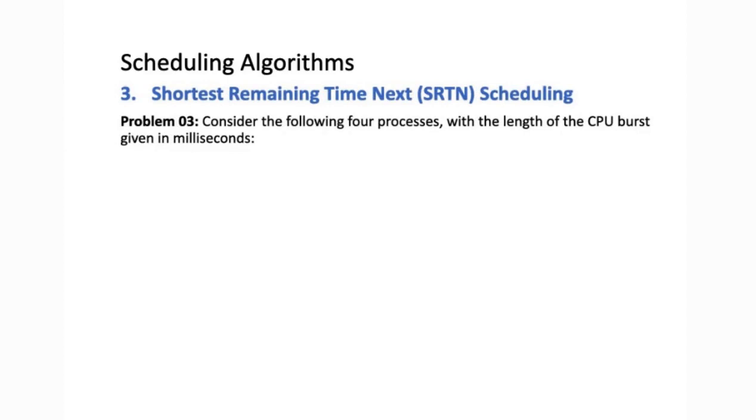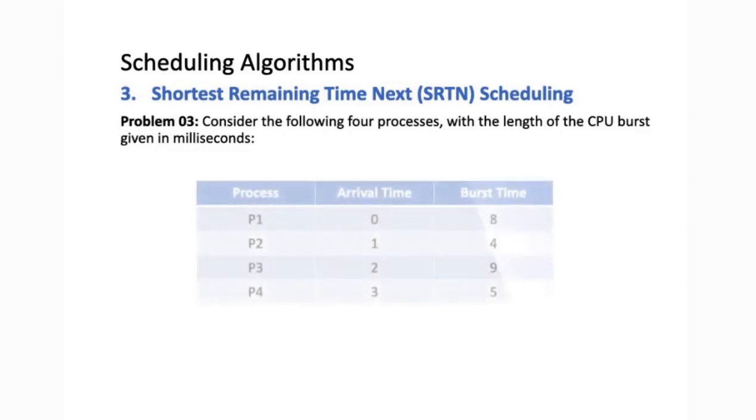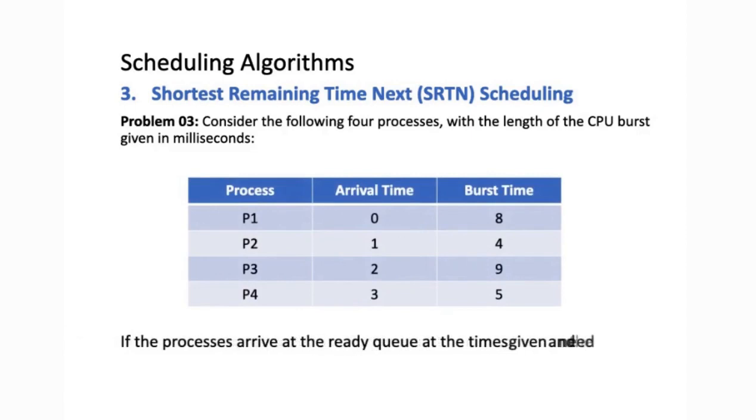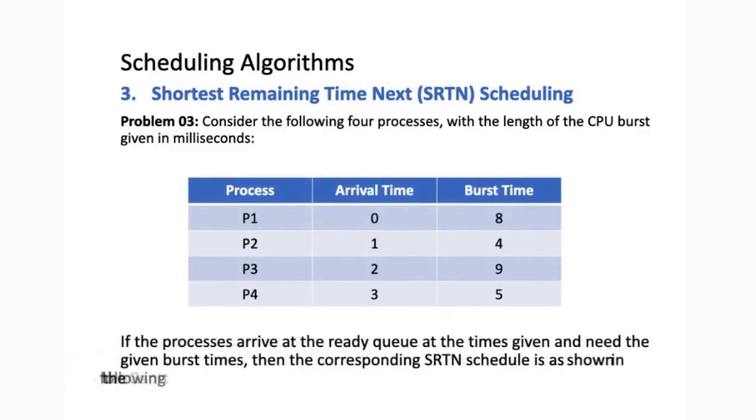Consider the following 4 processes, with the length of the CPU burst given in milliseconds. If the processes arrive at the ready queue at the time shown and need the indicated burst times, then the resulting shortest remaining time next schedule is as represented in the following Gantt chart.